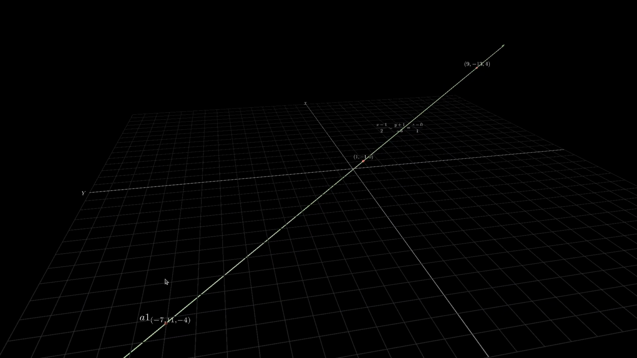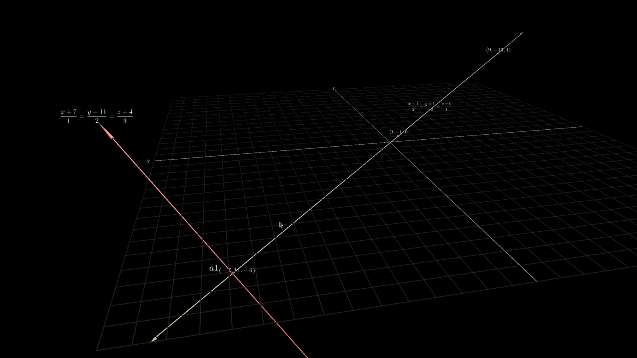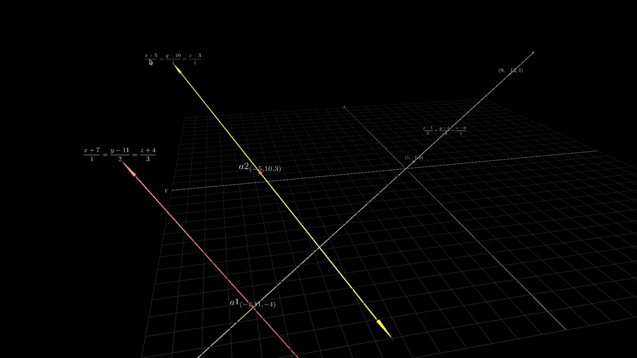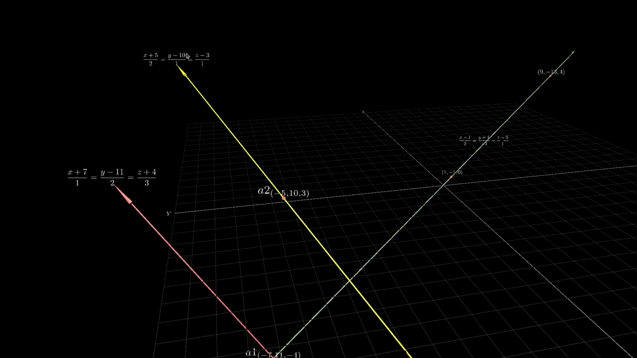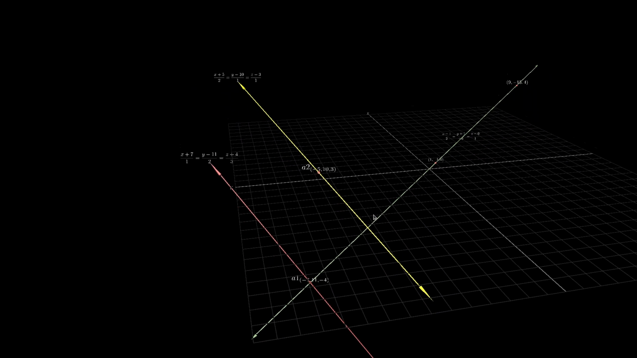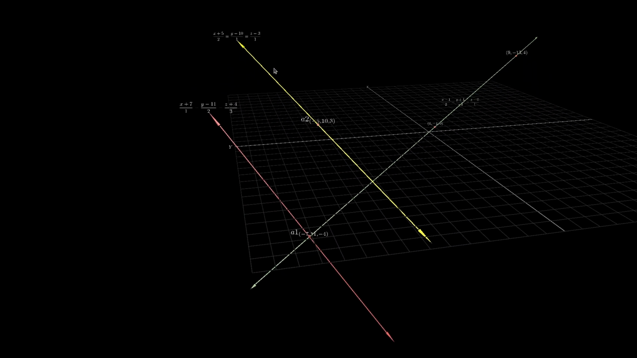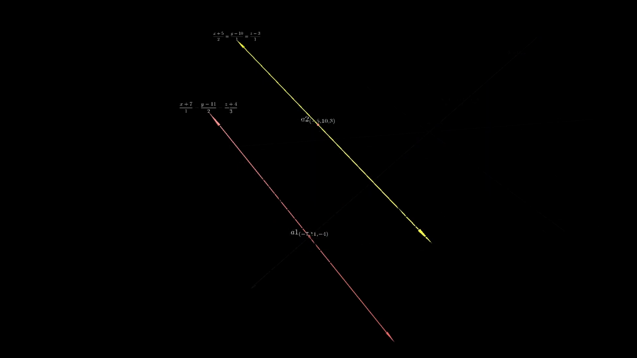Now we will proceed to the next part of the question. So the 2 lines: one line is passing through this point, that is (minus 7, 11, minus 4), and the other line will be this line, (x plus 5)/2 = (y minus 10)/1 = (z minus 3)/2. Now we are interested to find the shortest distance between these 2 lines, that is the red line and the yellow line. So let us remove the other elements.